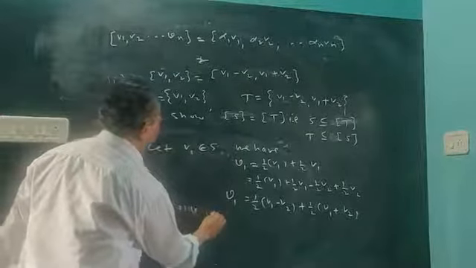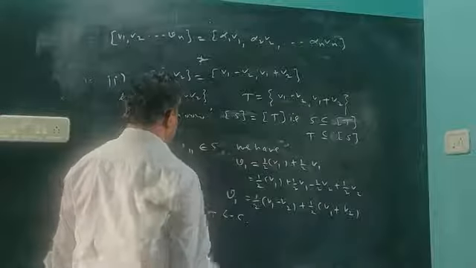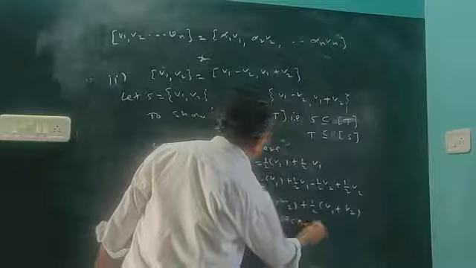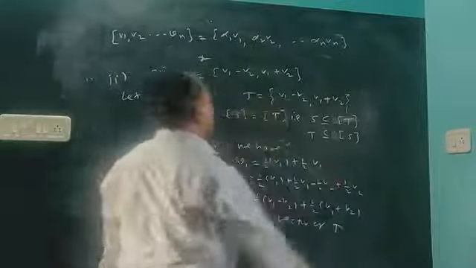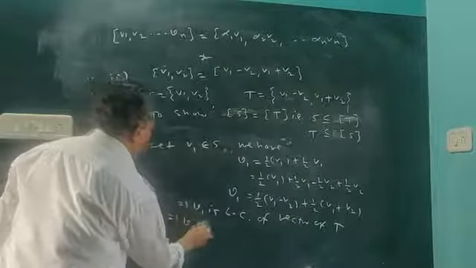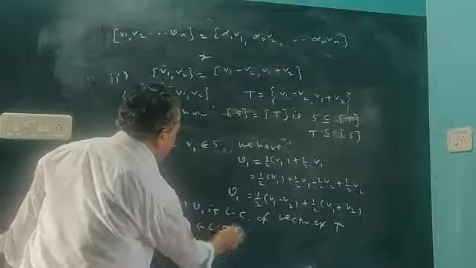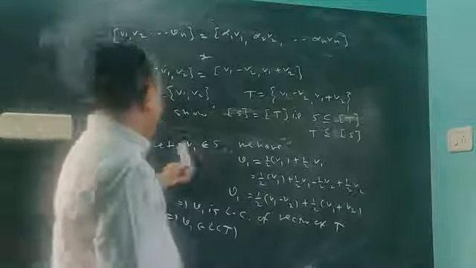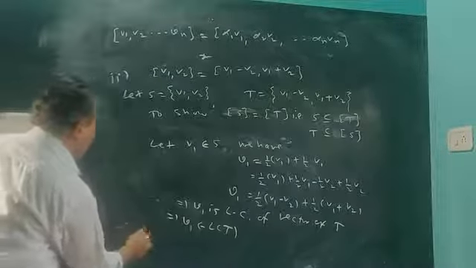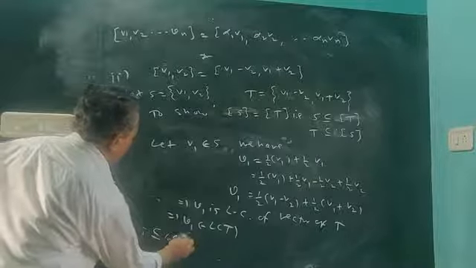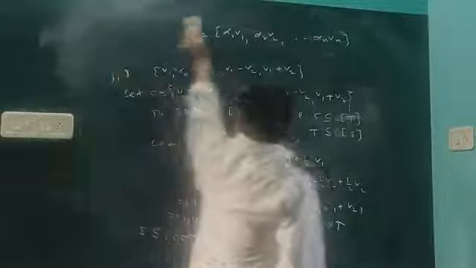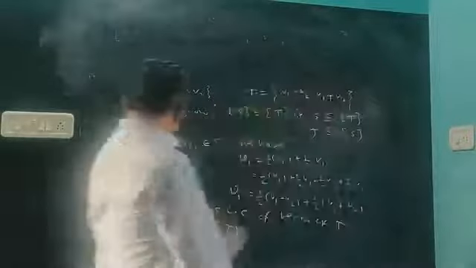So V1 is a linear combination of vectors of the T set. Okay. Therefore, V1 belongs to span of T. So V1 belongs to S and V1 belongs to L of T. Hence S is a subset of L of T. So this is 1 point. Similarly, V2 also.